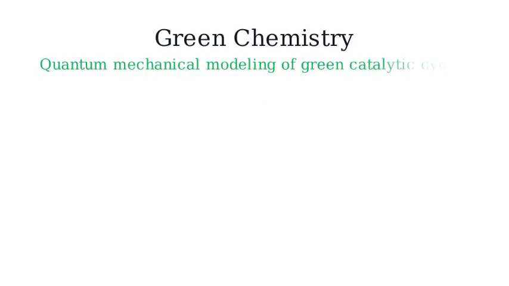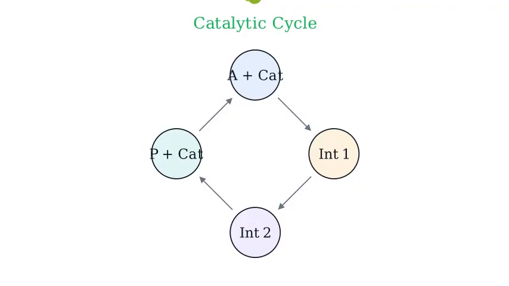Welcome! In this lesson, we explore green chemistry through quantum mechanical modeling of green catalytic cycles. We will connect chemistry, mathematics, statistics, and visuals into one clear story. A catalytic cycle shows how a catalyst helps transform a substrate into a product while the catalyst is regenerated.